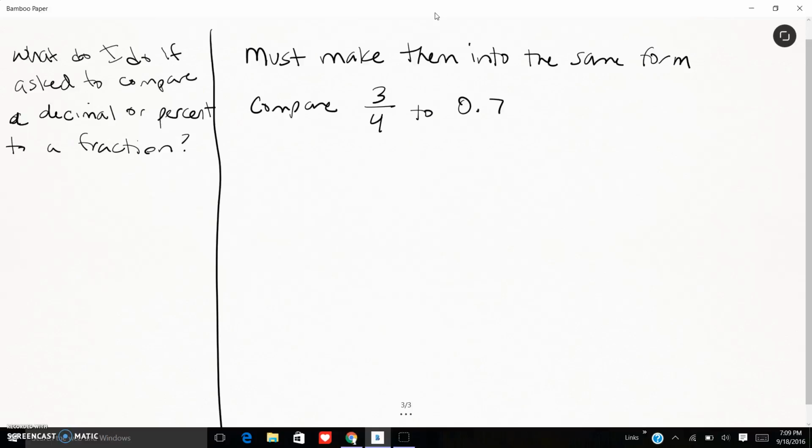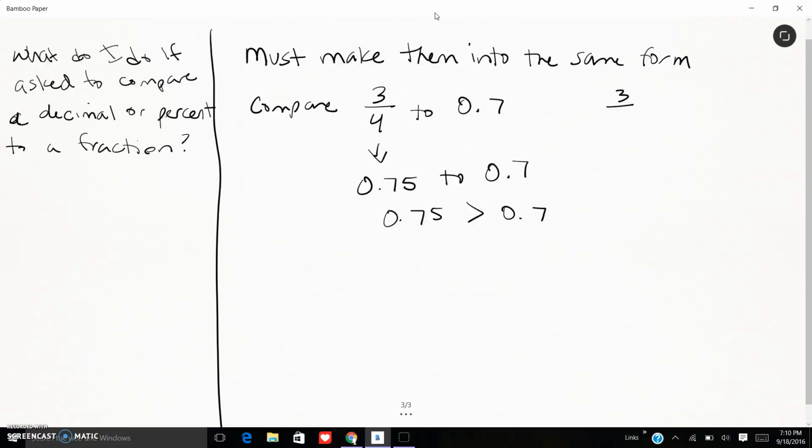So I could do this a couple of ways. I could convert the fraction to a decimal, or I can convert the decimal to a fraction. So I know that 3/4 is 0.75 because I know my quarters. So I can compare 0.75 to 0.7 and then be able to order it, right? 0.75 is greater than 0.7.